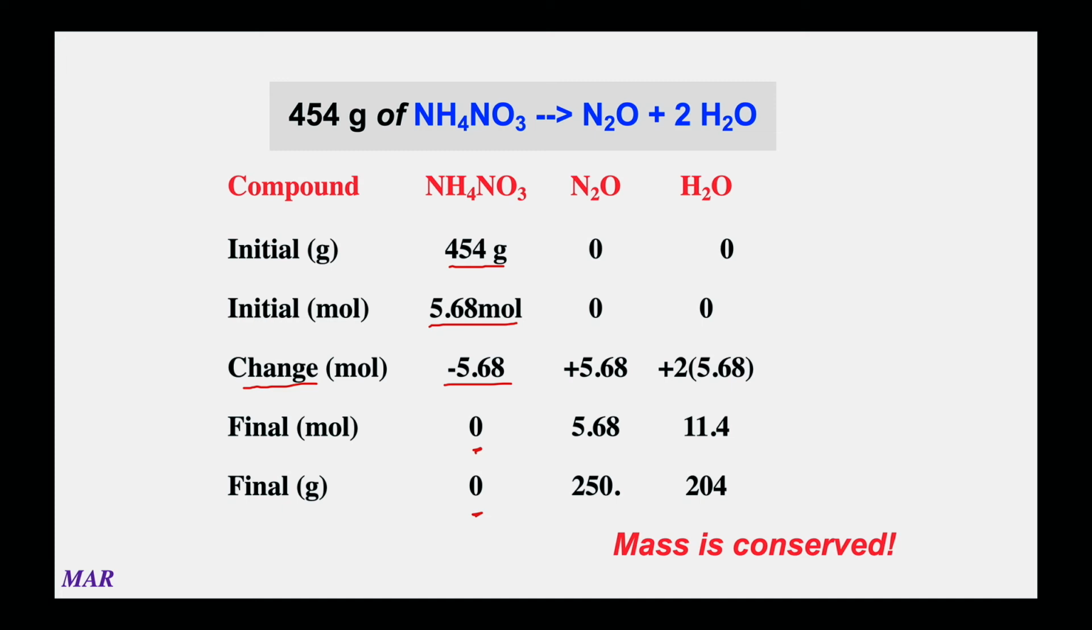But the matter has to go somewhere. So the 5.68 moles of ammonium nitrate made, 1-to-1, 5.68 moles of N2O, and 2 times that number, 2 times 5.68 moles of water. So at the end of this reaction, 5.68 moles N2O and 11.4 moles of water, and multiplying both of those numbers by their molar masses, 250 grams of N2O, 204 grams of water. And you add those numbers up, sure enough, it equals the mass you started with. Mass is conserved. So if these two numbers and the number I circled earlier are equal, you are good to go and you are following law of mass action.